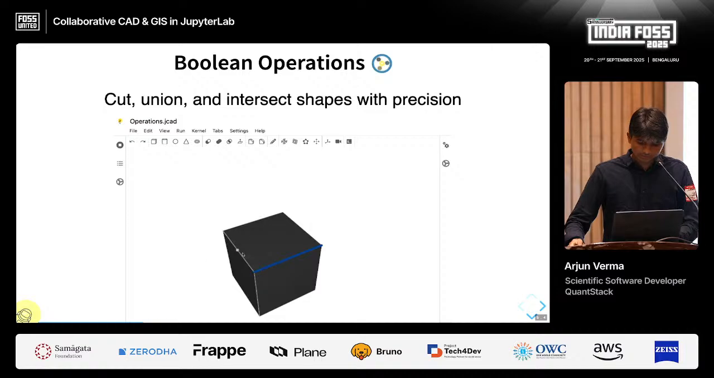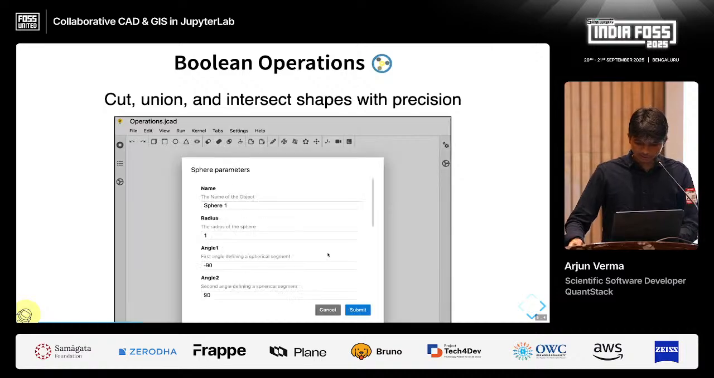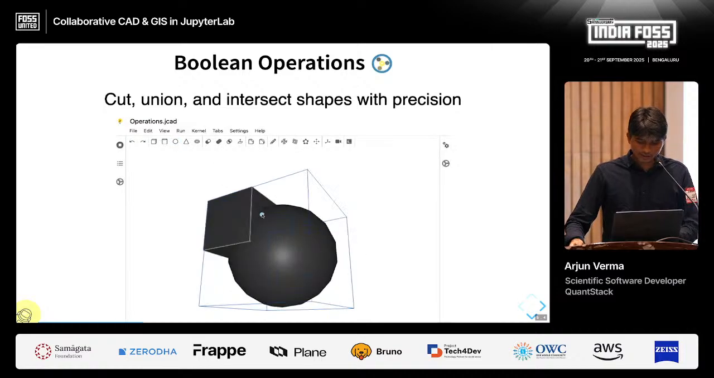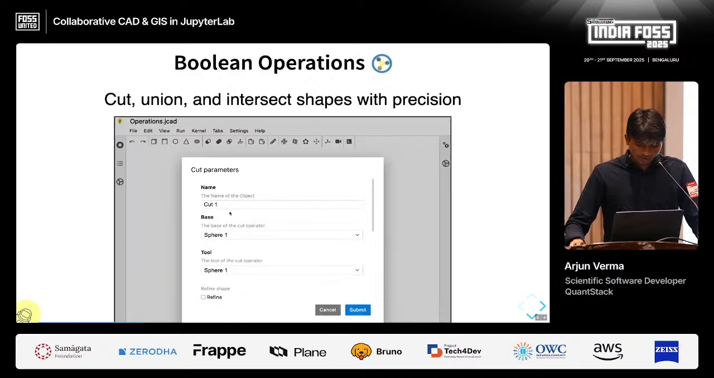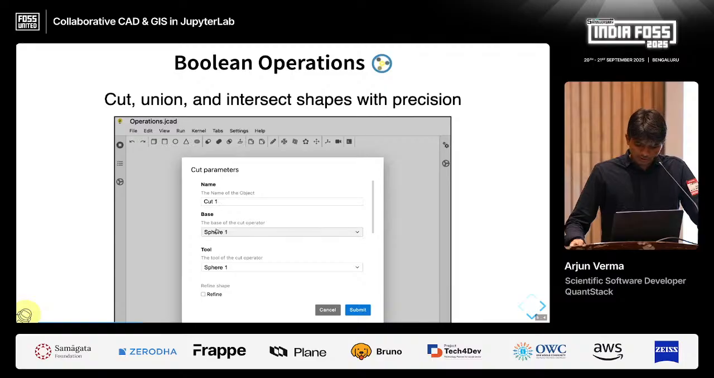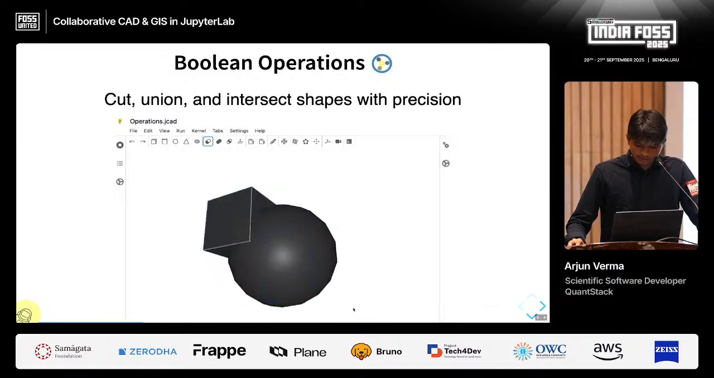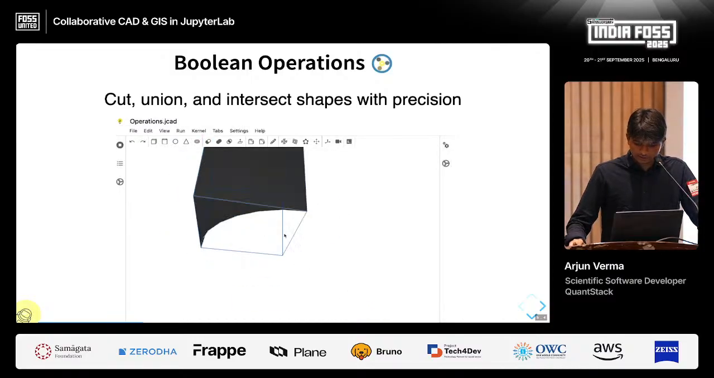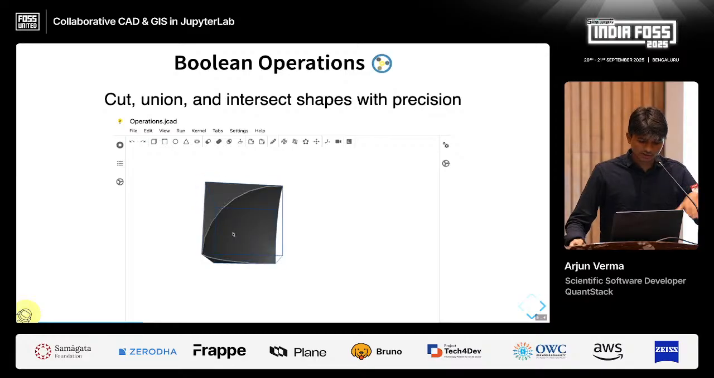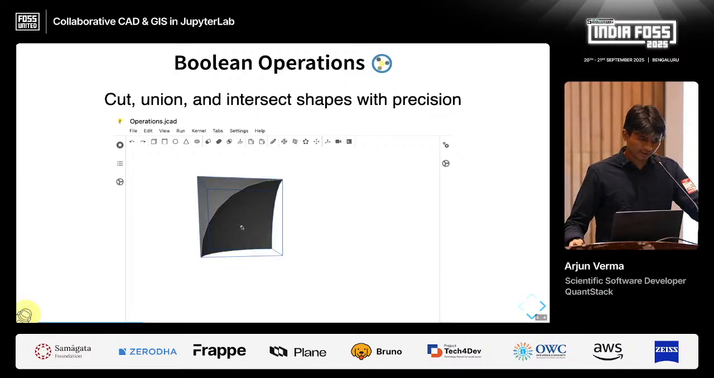So if I would add a sphere, and I would like to cut my box with a sphere, I would just select both of these two and select the option to cut. I would select base as box and tool as sphere and would submit it, and now my box is cut with the sphere. So you can notice the void that's been created over here.